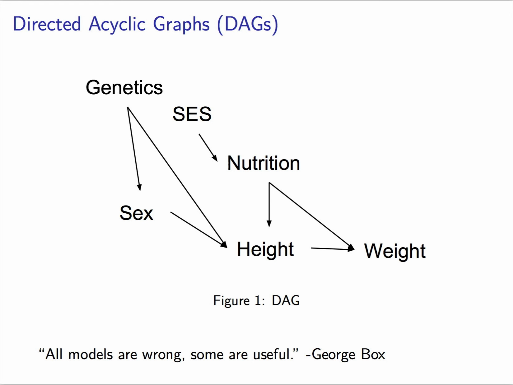It's directed, meaning that there is a direction to the relationship. For example, in here we see that height causes increased weight. Increased height causes increased weight. It's acyclic, meaning that cycles are prohibited. So if your height causes increased weight, your increased weight cannot influence your height.